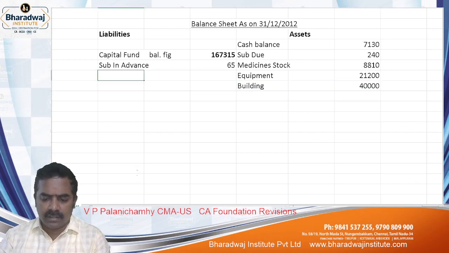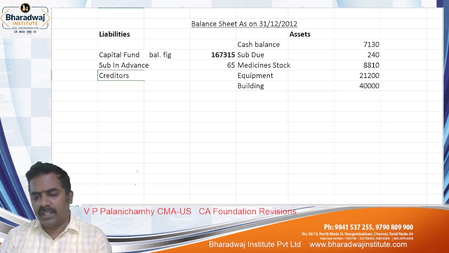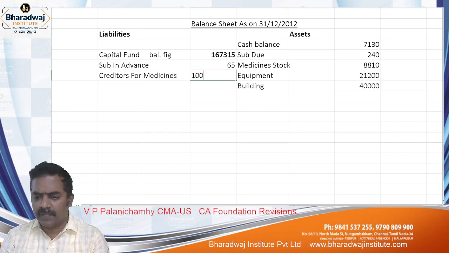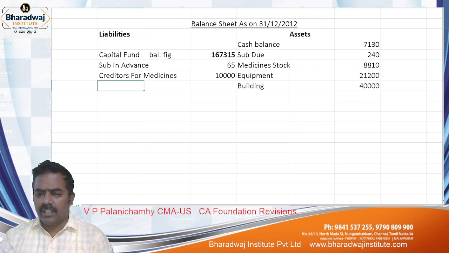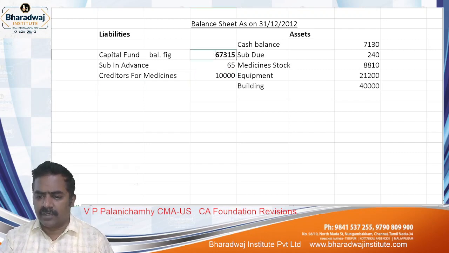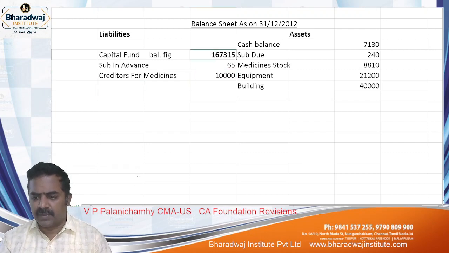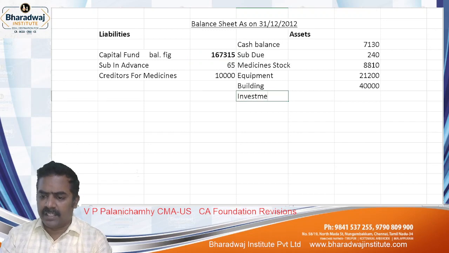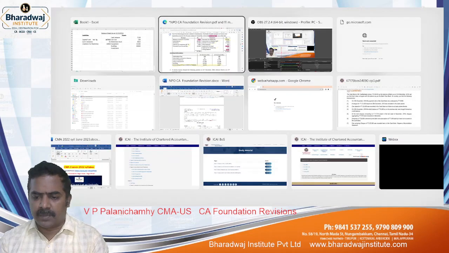Then creditors for medicines, how much have we paid? 10,000. And the outstanding supply for medicine is 10,000. If you put this in, only 167,315 will come. This 167,315. Investment is a hidden information.